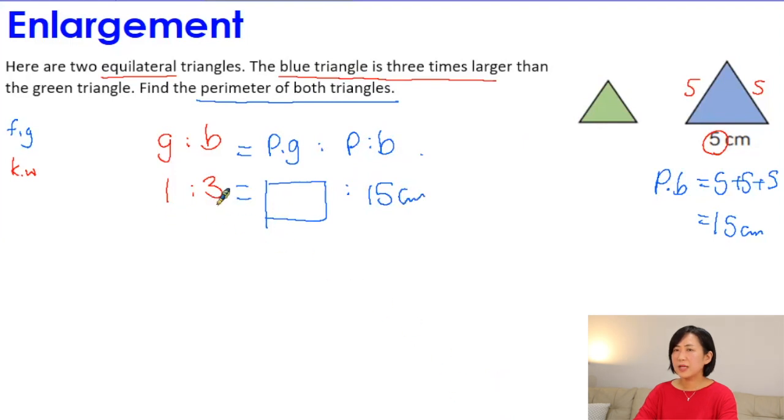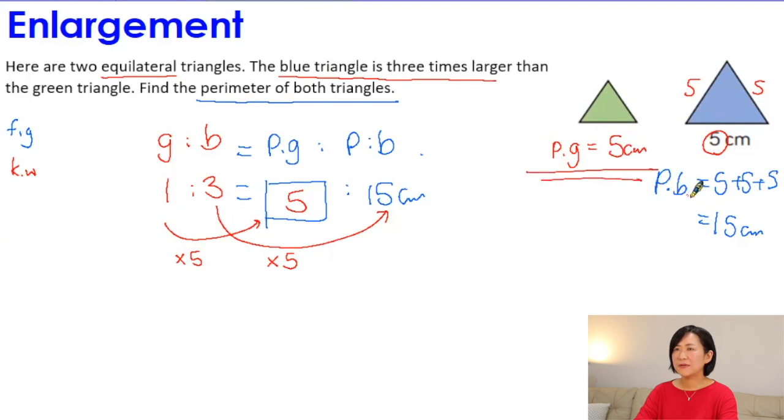Now let's calculate the missing value. 3 became 15. That means we times 5. 3 times 5 gives you 15. So we need to times 5 to the other side as well. So the answer is 5. That means the perimeter of the green triangle is 5 centimeters, and the perimeter of the blue triangle is 15 centimeters.